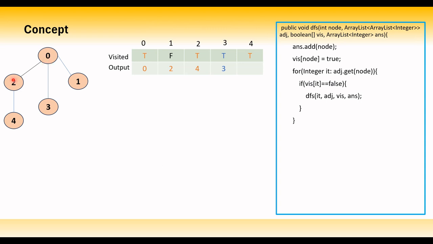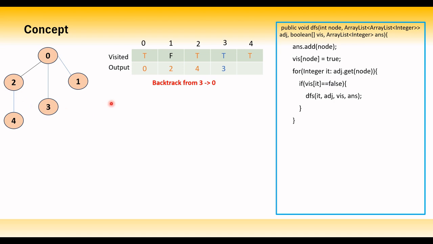So in this case, since for 0 again the 2 is already visited adjacent node, so it will go to 3, and 3 it will mark it as visited, that is true. And again once it reaches 3, since it doesn't have any adjacent nodes, it has to backtrack to 0. So after this again it will check all the remaining nodes which are not yet visited.